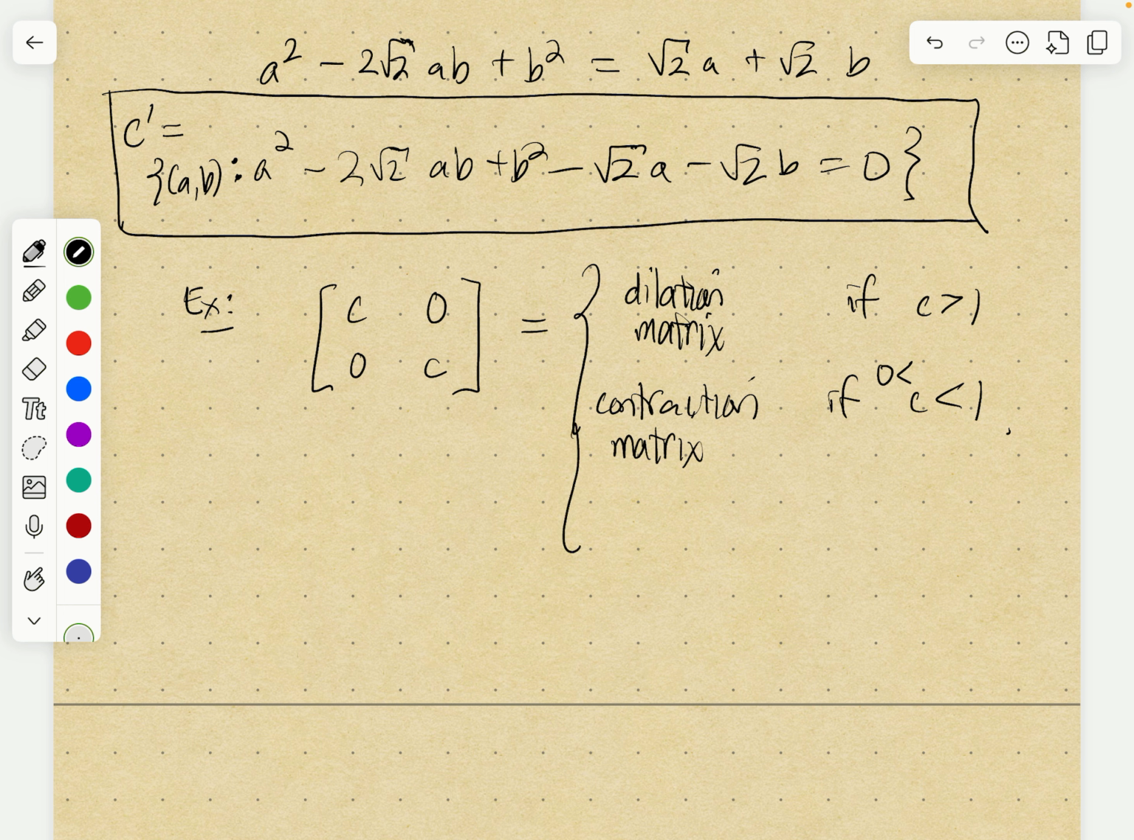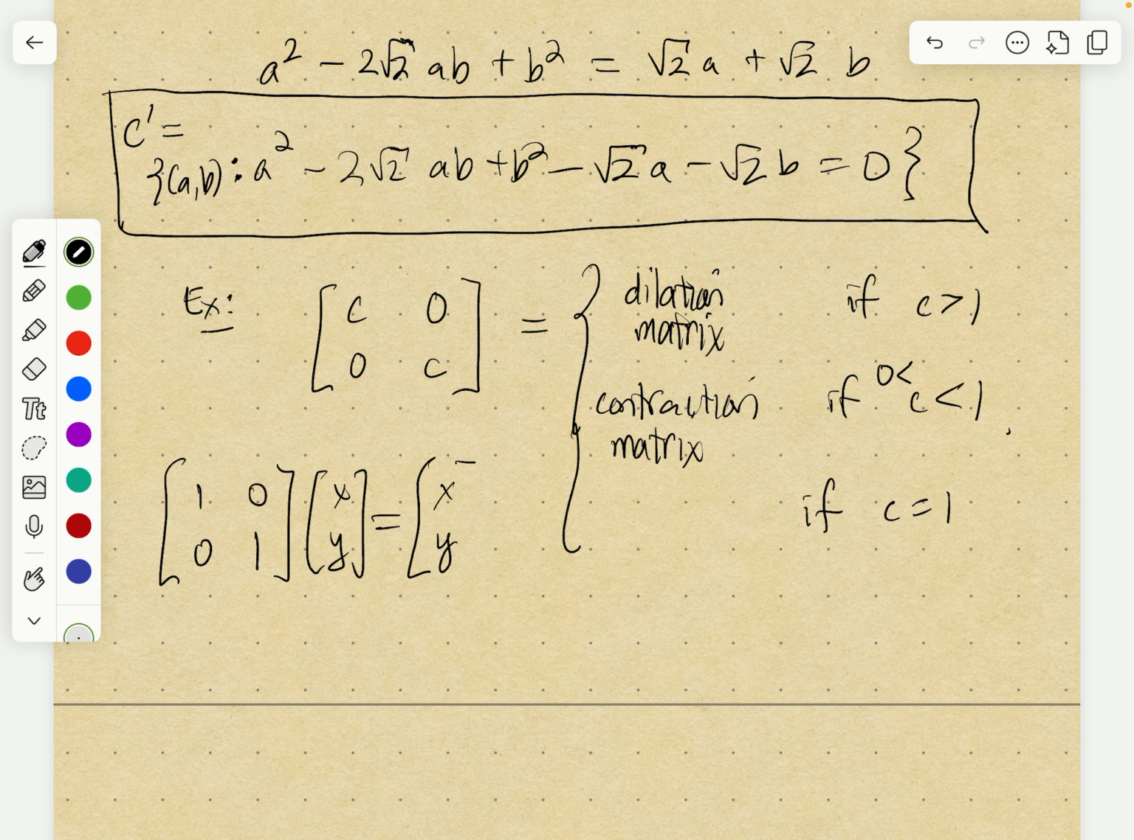Oh, and what happens if c is equal to 1? If c is equal to 1, well, let's think about what this matrix does to (x, y). What are you going to get? You're going to get (x, y). So naturally enough, this is called the identity matrix. This is the 2 by 2 identity matrix.